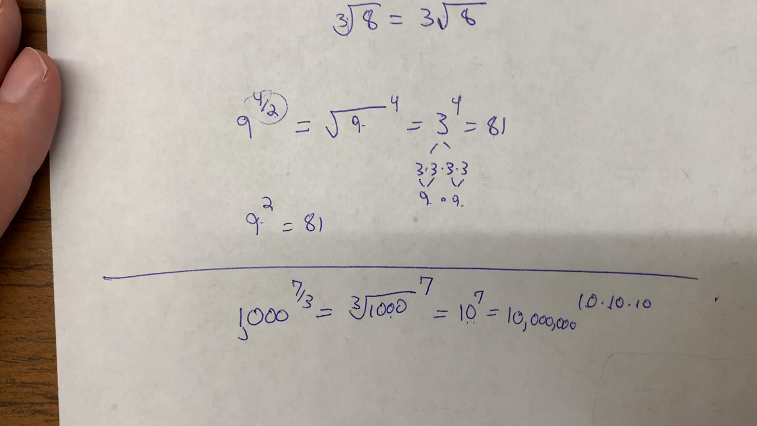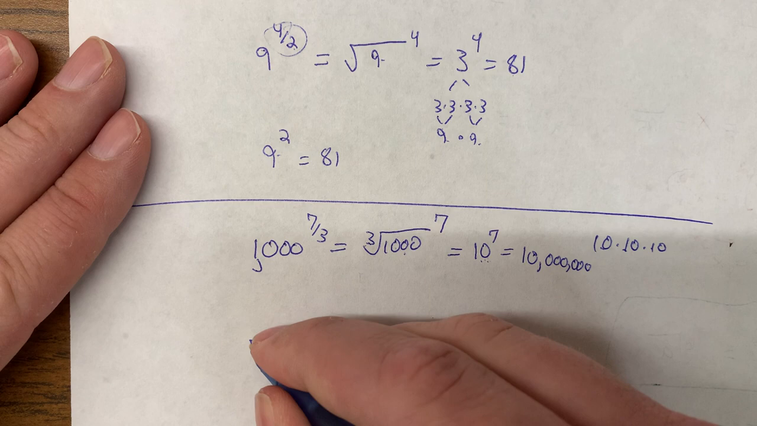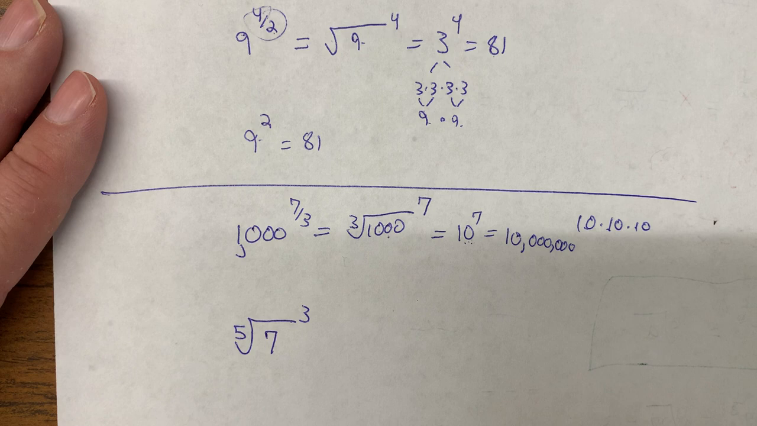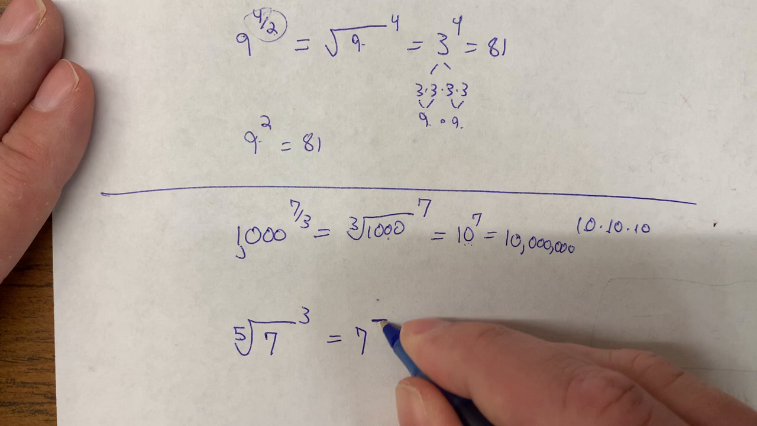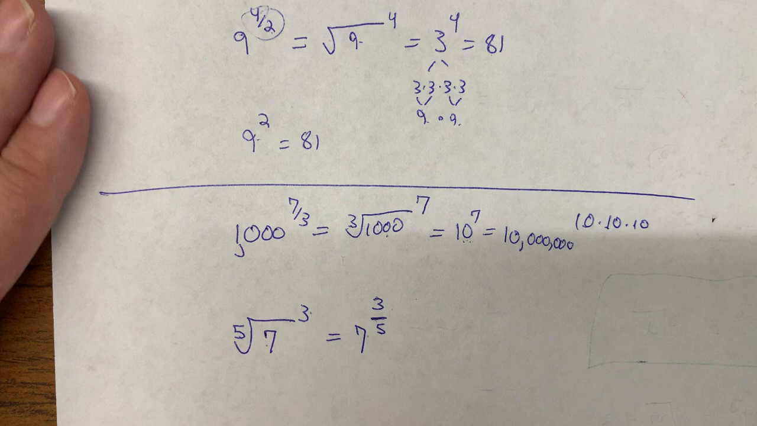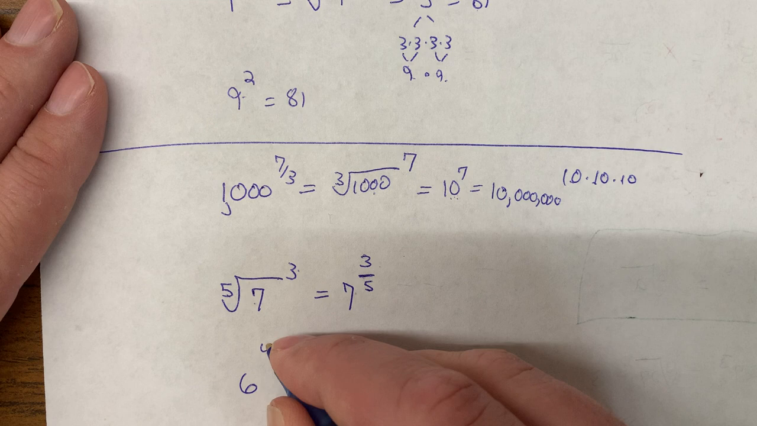All right, we also want to be able to go the other way and rewrite this. So let's say we have the 5th root of 7 cubed. How can we rewrite this as a single exponent, as 7 to a power? Well, hopefully we see that this is the denominator and this is the numerator. So 7 to the 3/5 power is this. Why don't you guys try one on your own? What about 6 to the 4/3 power? Oh, sorry, we want to go the other way.